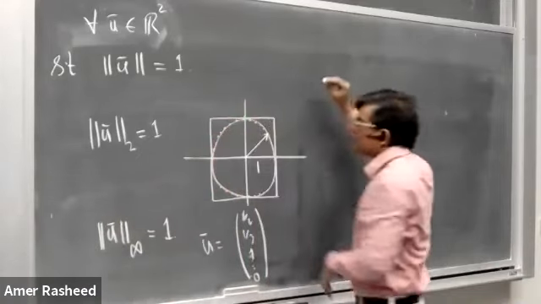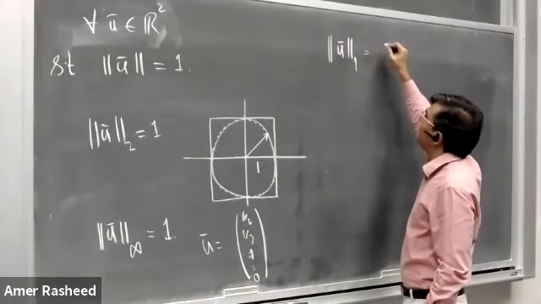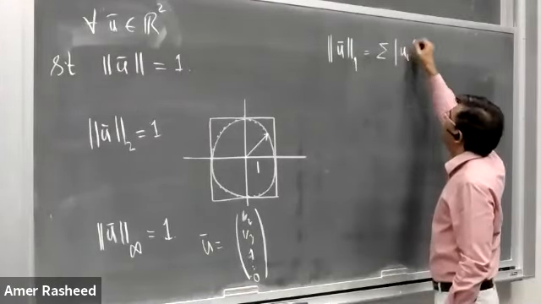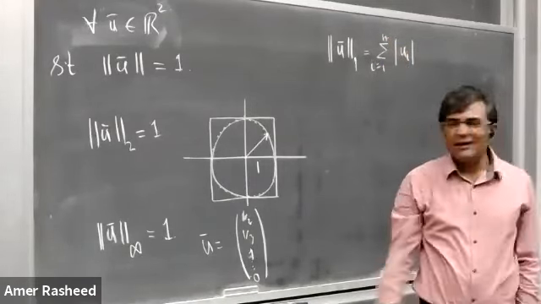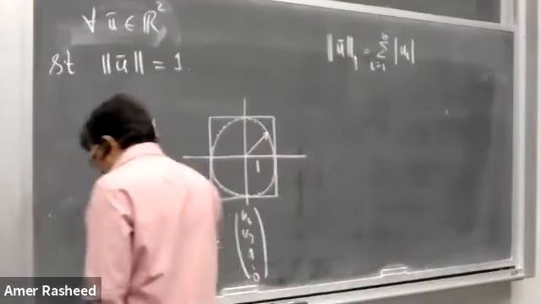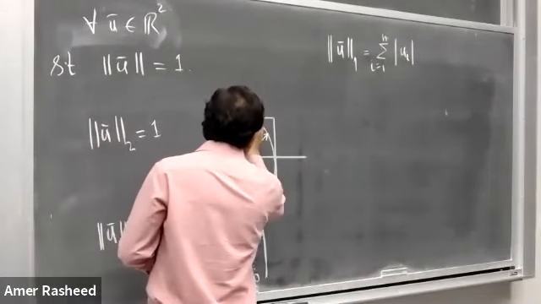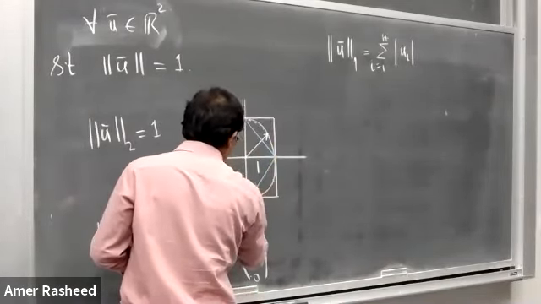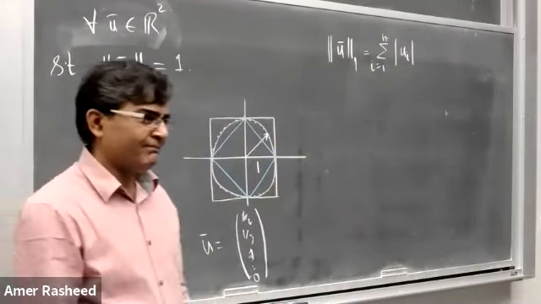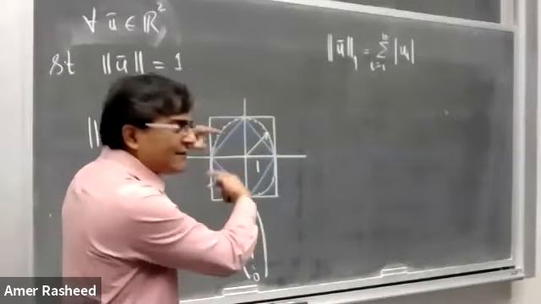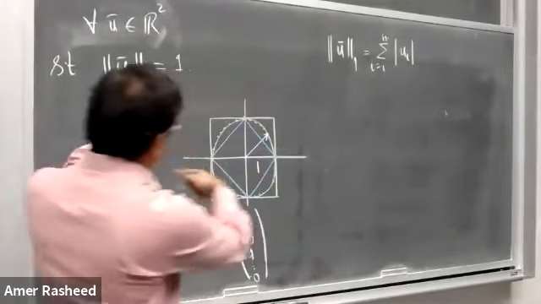Besides that, the norm 1, which is basically the sum of all the components from i = 1 to n, gives you a square of this kind. Let me draw it differently. This one is your one norm. You can see the difference between the lengths of the unit vectors by looking at the pictures of these kinds of norms.